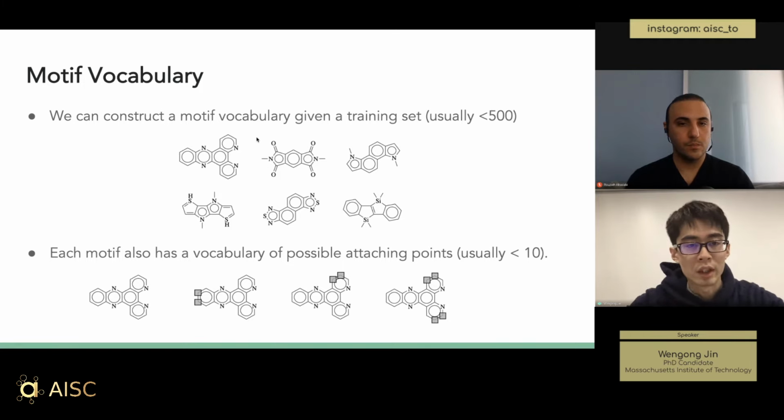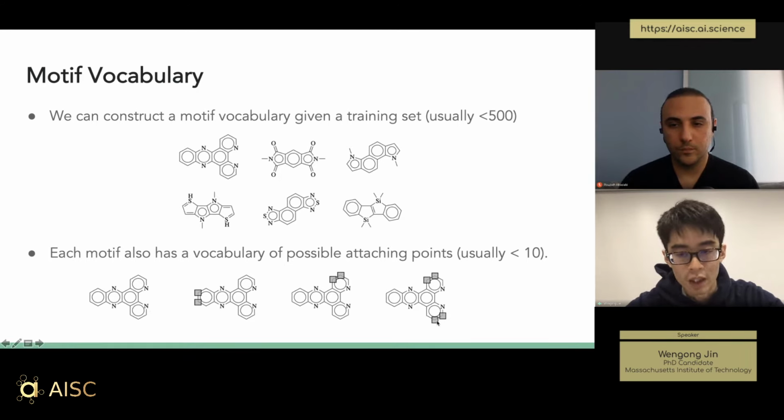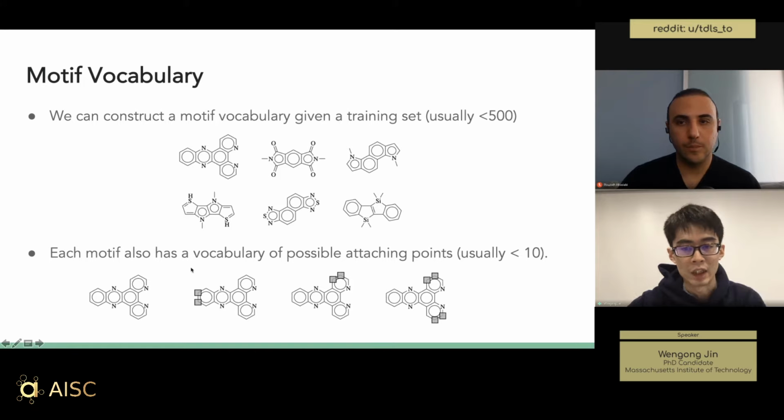Each motif also has a vocabulary of potential attaching points. For example, given this motif, you will see there are 3 different attaching points that occurred in the training set. We will gather all these possible attaching points as the vocabulary for each motif. And we found this is also typically small, usually less than 10 different attaching point configurations.